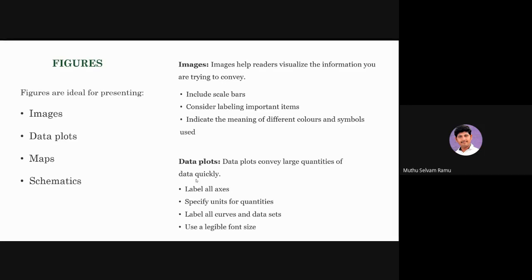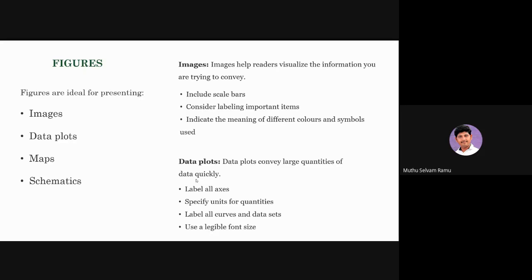Yeah, coming to the images. So what is an image used for, and how to make the image? I have given a few points here. I don't want to read each and every line since it is visible for you, and you might have read it, so I'll give a concise version of the content. It should include a scale bar. Any image should be included with a scale bar, and it should consider labeling, and it should indicate the meaning of different colors and symbols if they are used.